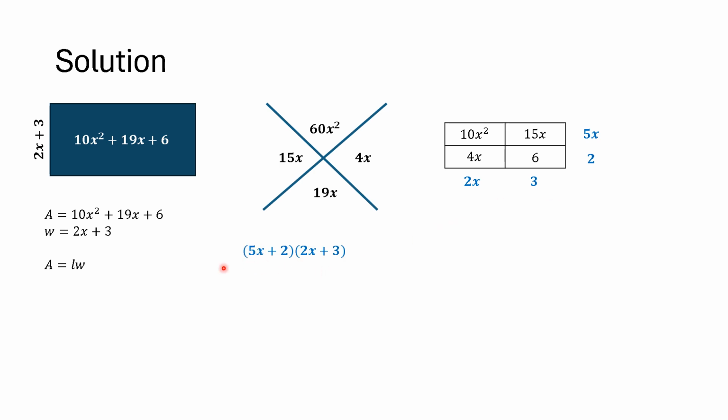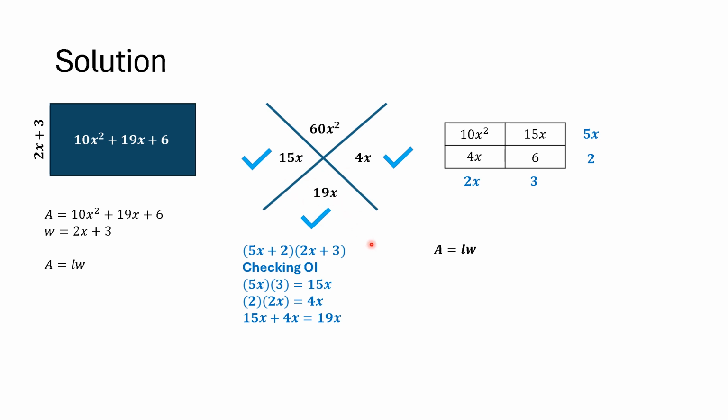Now, writing the factors, which are 5x plus 2 times 2x plus 3, we need to check that by using the OI, or the outer and inner, in the process of FOIL. The outer is multiplying 5x and 3, which is equal to 15x. So it's a confirmation that we got it correctly. The next part is the inner term, which is 2 times 2x, and the answer is 4x. So we have a confirmation of the inner. And then lastly, when we add the products, 15x and 4x, the answer is 19x, which is a confirmation of the middle term.